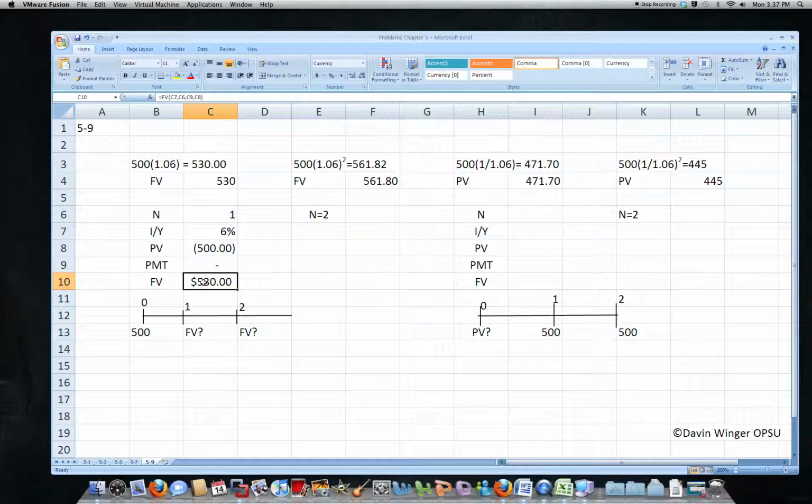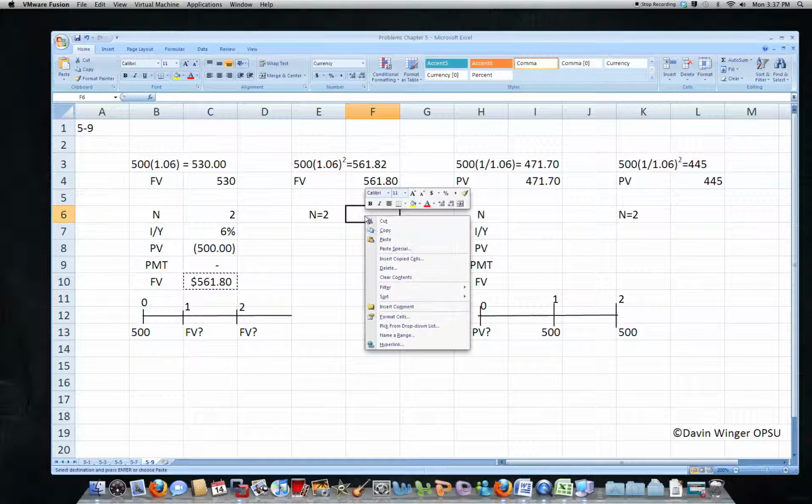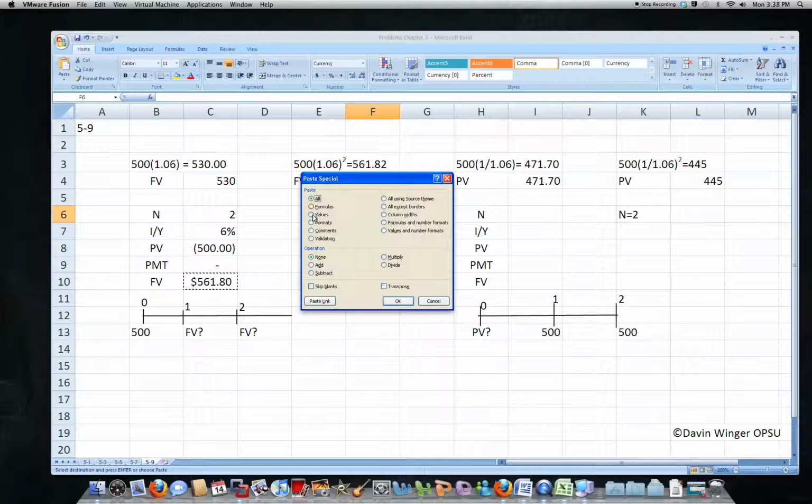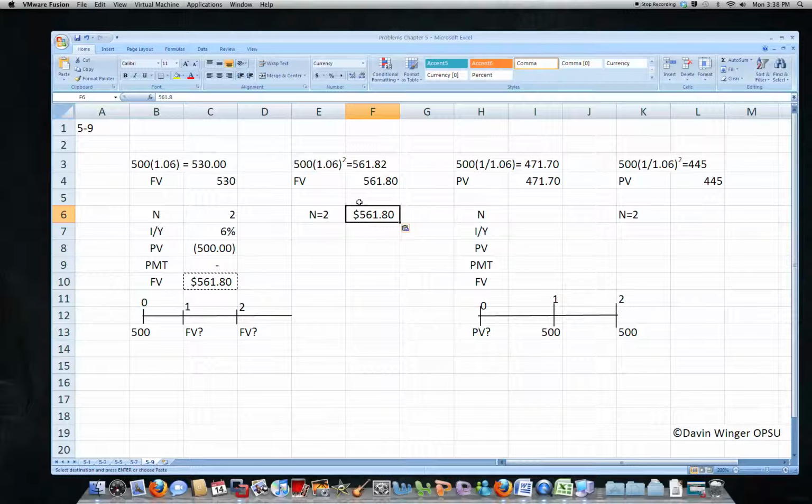Now, the nice thing about using the spreadsheet this way is that to find it for 2 years, all we have to do is go up here and change our N to 2, hit enter, and you notice our future value changed to 561. We can just copy this, right click, copy. We can take it over here, right click, paste special, tell it to just paste the values. Okay, so now it gives us 561. When I go back here and change this to 1, it'll change it, but it'll leave this the same. So here's our 530. For 2 years, it's 561.